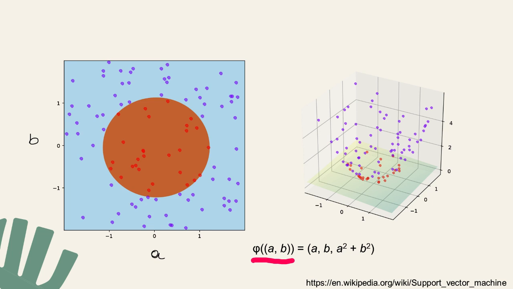Points from the original 2D space that were falling into the circle remain lower in the third dimension than the points outside the circle. Here we can find a linear hyperplane that separates the data.